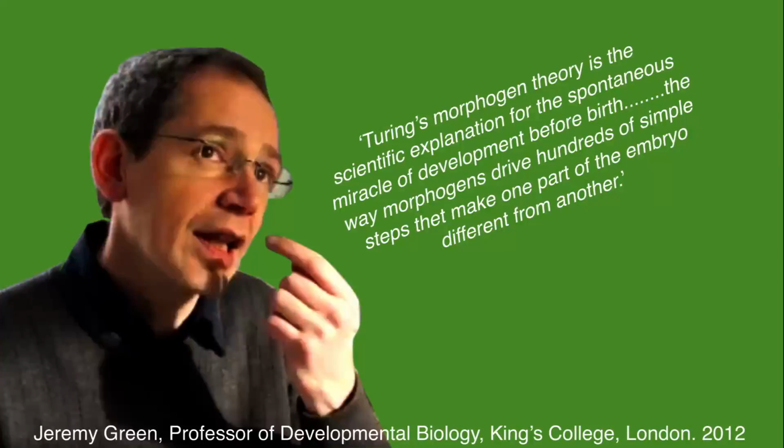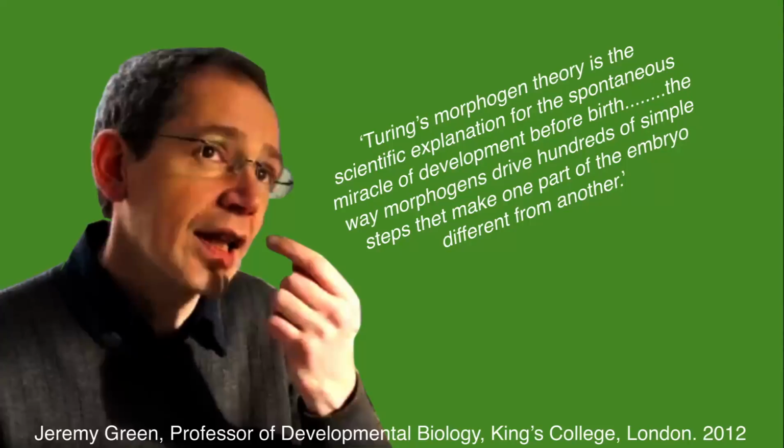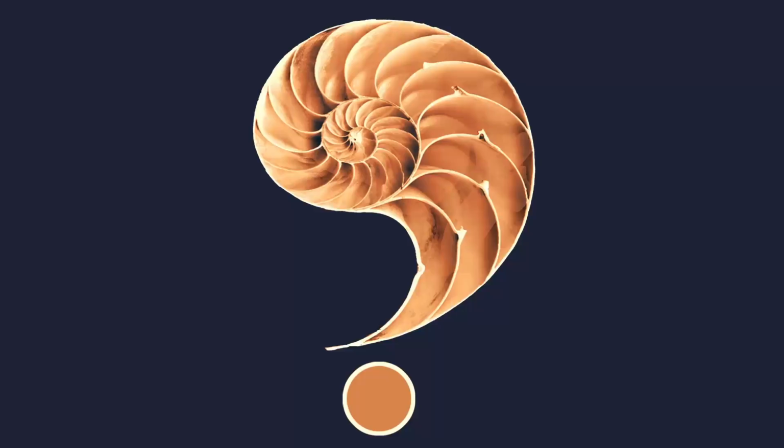But not everyone is convinced. It will take hard-nosed scientific proof to dispel scepticism towards Turing's theory. Fortunately, such proof is now emerging. Biologists are finding out what the mysterious morphogens are, and what's more, they believe they may be able to use this knowledge to improve regenerative medicine in the future.